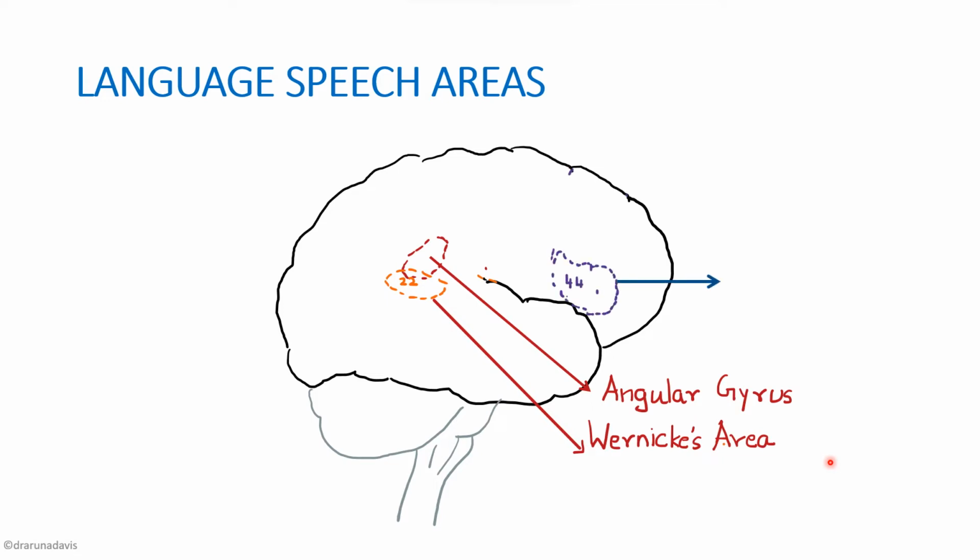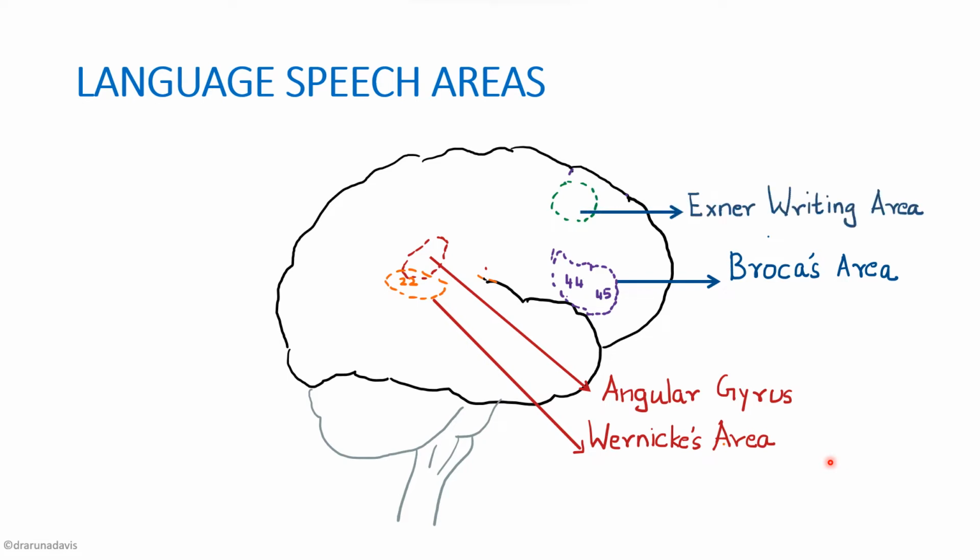Then another important area is area 44 and 45, which is the Broca's area, or also called the motor speech area. And in certain books we see that there's another area called the Exner's writing area, which is important for writing. So if there's a lesion in this Exner's writing area, you will not be able to write even if the small muscles of your hand are intact. Okay. So these are the different areas, and also we've got fibers connecting the Broca's and the Wernicke's area, and that is called the arcuate fasciculus.